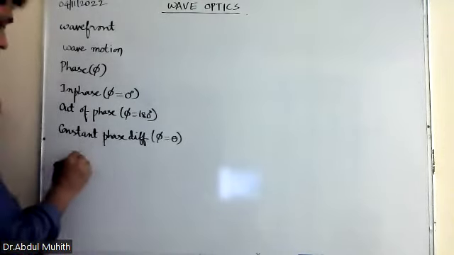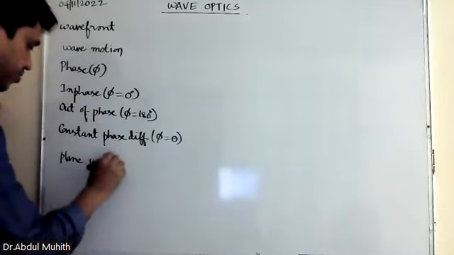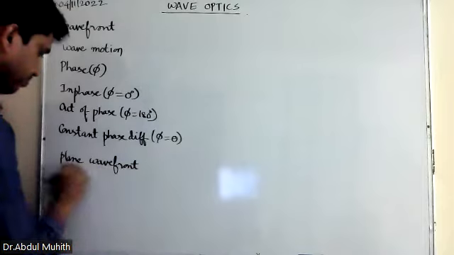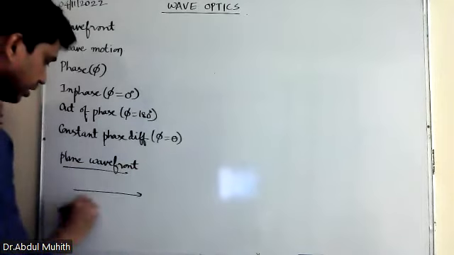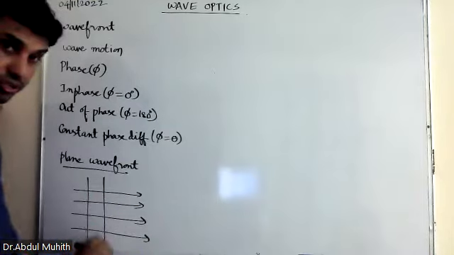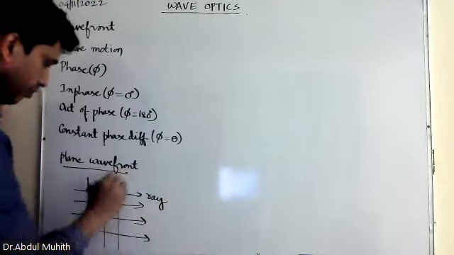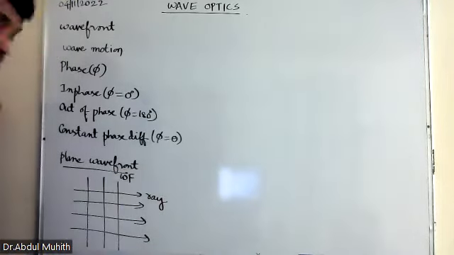Now, what is a wavefront? Suppose a plane wavefront. Suppose these are the rays, and these are the wavefronts. These are rays, and these are wavefronts. I'm writing WF for wavefront. Now rays are a vector quantity, whereas wavefront is a scalar quantity.